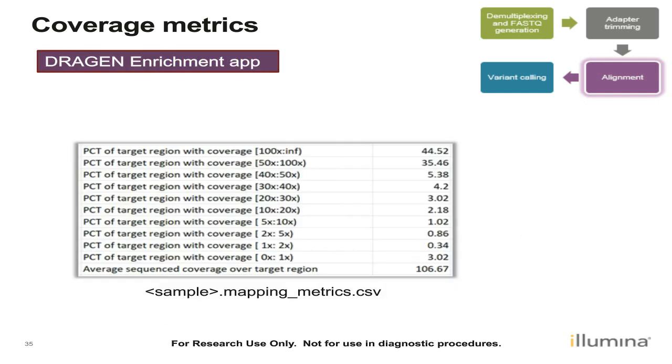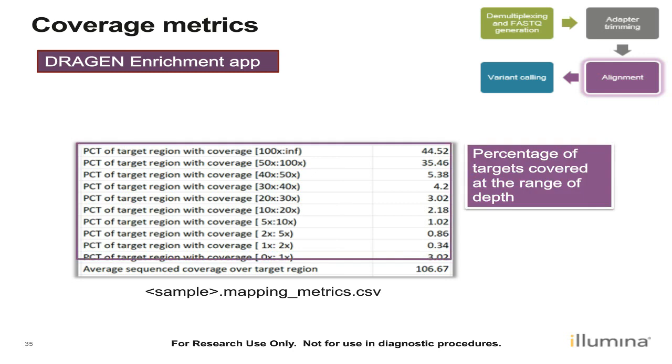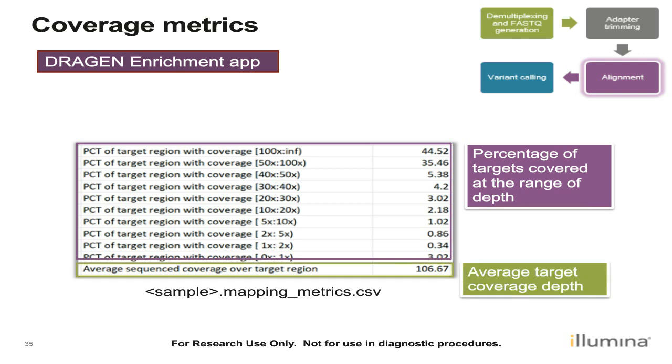And with the DRAGEN output, we're taking a look here at the percent of the target region that has a certain amount of coverage. This, again, can give you an idea of that uniformity of coverage. So if you see that 90% of your targets are only covered between 10 and 20x, that's going to give you an idea that maybe we just have low overall input, things like that. And it will also give us the average sequence coverage over all our target regions.